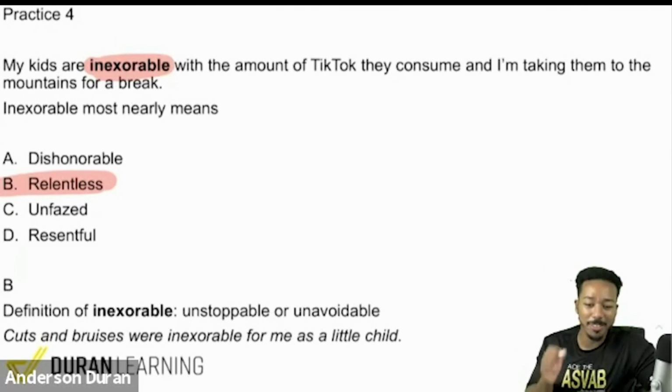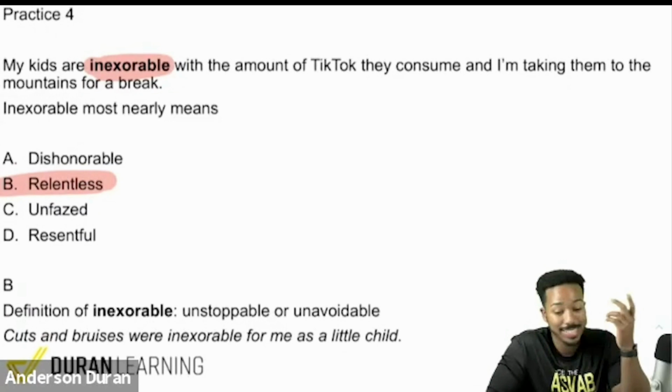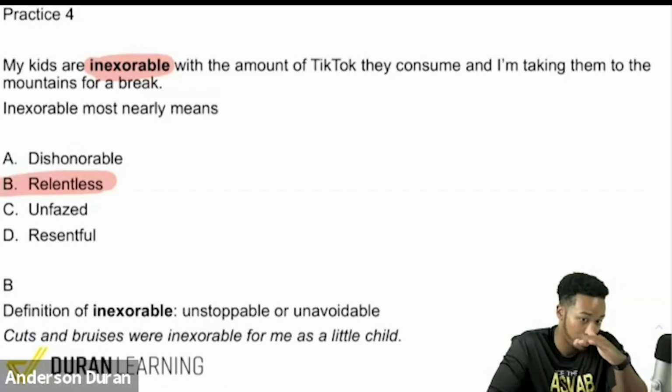So if you had a question somewhere along the lines that said, hey, resent or resentfulness or resentment most nearly means blank, blank, animosity, blank, it's going to be animosity.